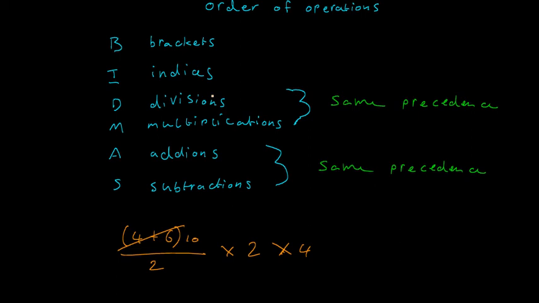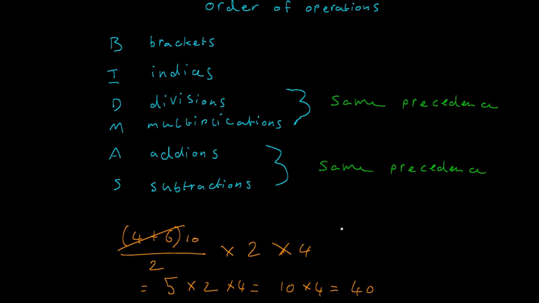Now here, division and multiplication have the same precedence, so we go in order from left to right. So we don't do 2 times 4 first, although it wouldn't matter if you did. But generally you go from left to right. Because division and multiplication have the same precedence, we work this out first. So that's 5 times 2 times 4. These two times have the same precedence, so we work from left to right. We do 5 times 2 first, which gives us 10, and 10 times 4 equals 40.